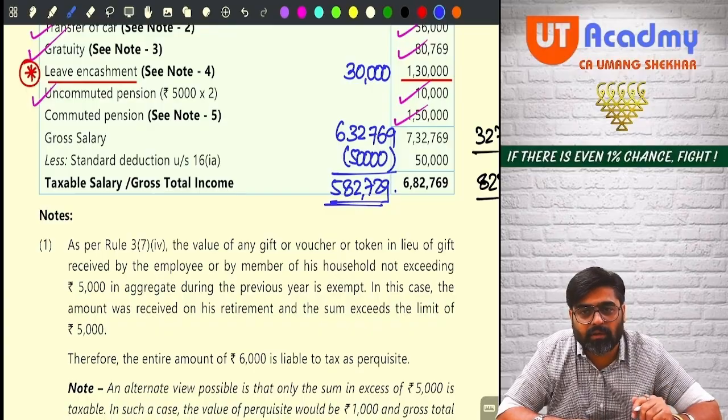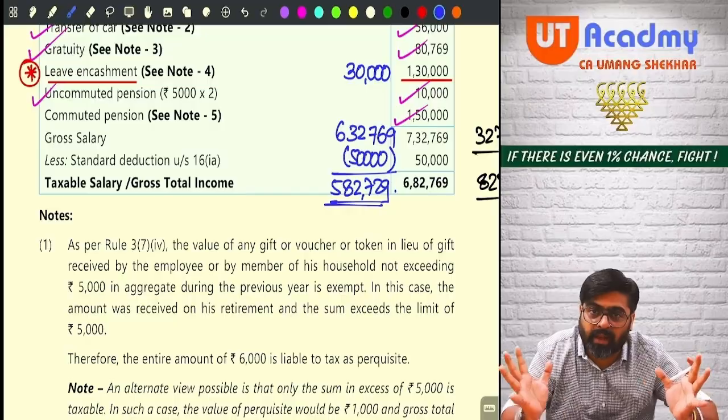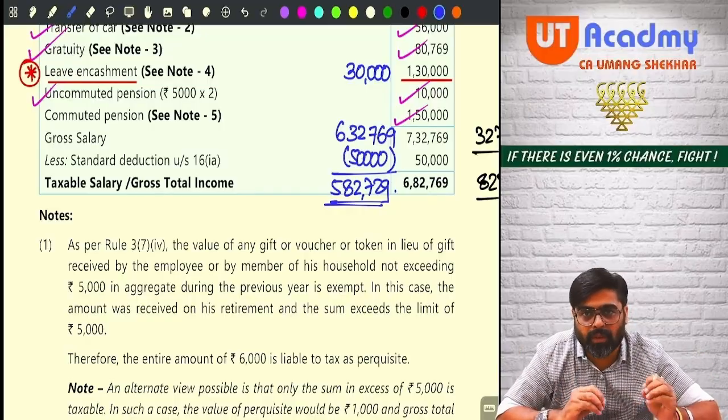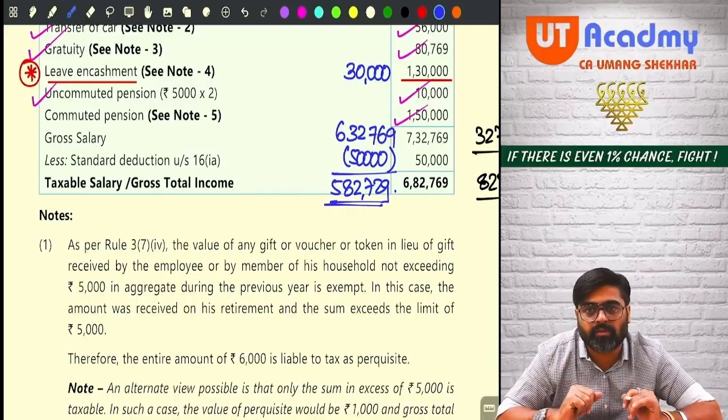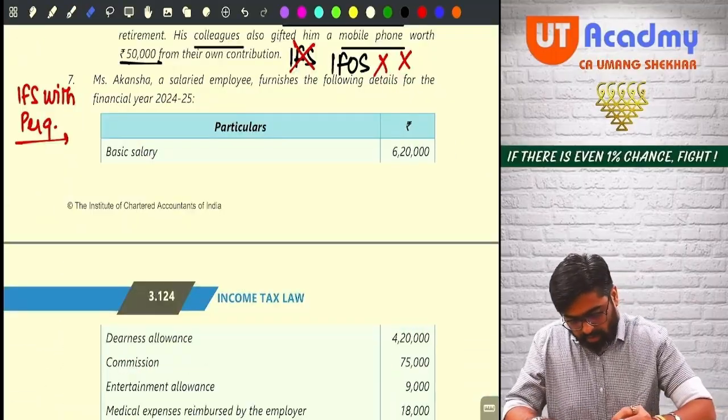How was this question? Interesting, no? Mark this question important. Before exam, you have to compulsorily see this question because this includes many things. Perquisites, few perquisites are also covered. Retirement benefits are also covered. Okay. So we are moving on to the next question now. Okay. Pay attention.